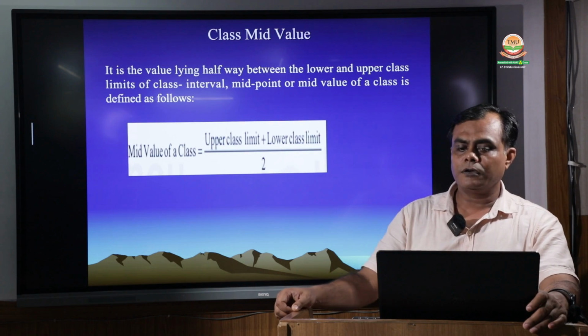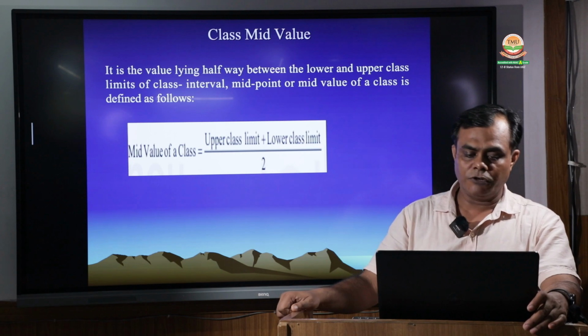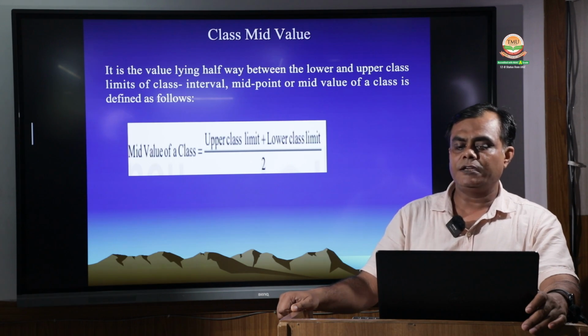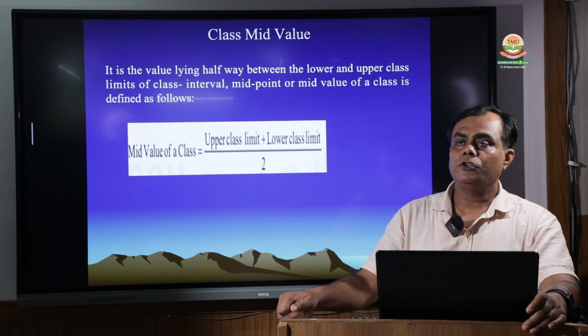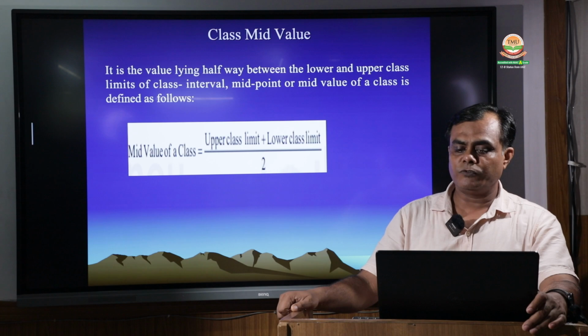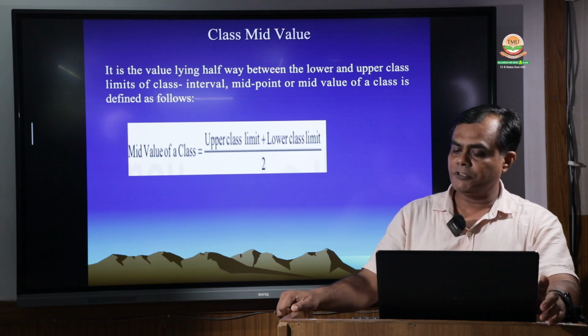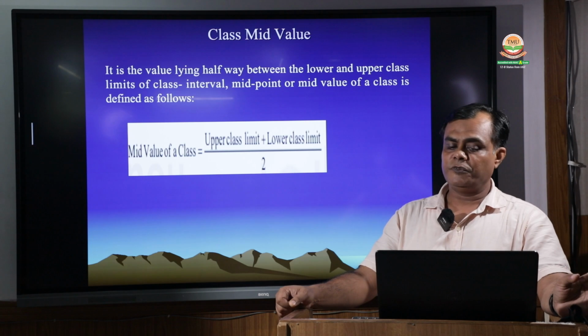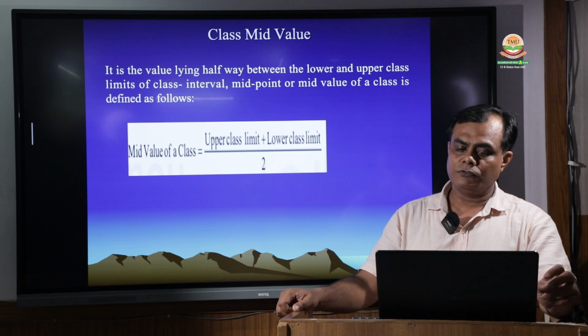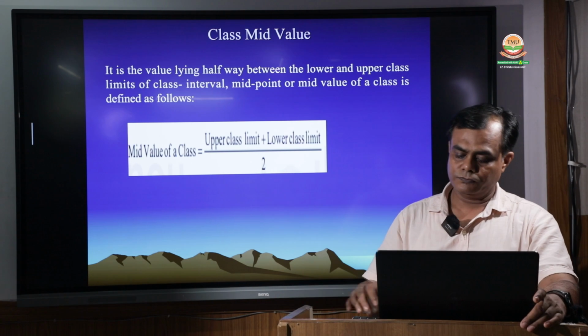So here, the class mid value. Calculating the class mid value: it is the value lying halfway between the lower and the upper limits of the class interval. So the midpoint, or the mid value of the class, is defined as follows. How are we calculating the mid value? The mid value of the class equals upper limit plus lower limit divided by 2.